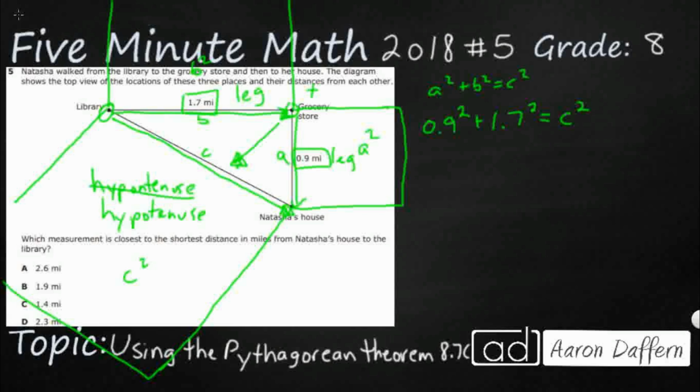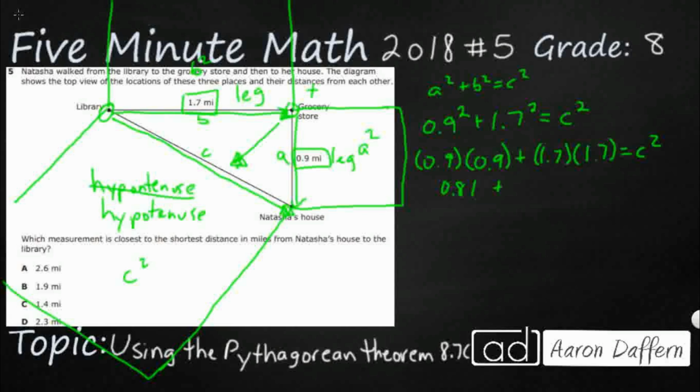All right, so now we need to do a little bit of calculation here. Remember, the 0.9 squared does not mean 0.9 times 2. It means 0.9 times 0.9. Right, so we can go ahead and write that out. 0.9 times 0.9. Plus, same thing, 1.7 times itself, 1.7. It's not 1.7 times 2. All right, so 9 times 9 is 81. We've got two decimals, so it's 0.81.